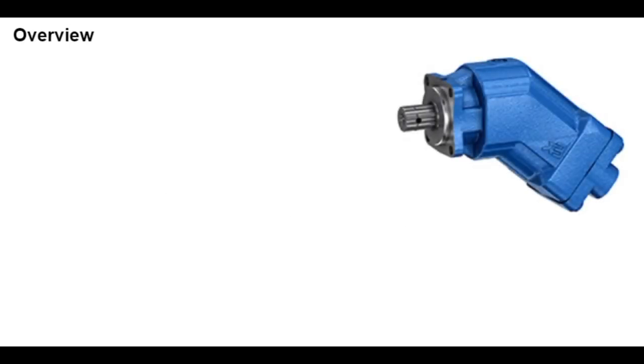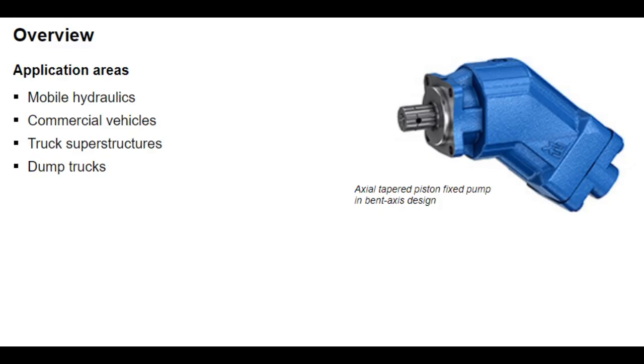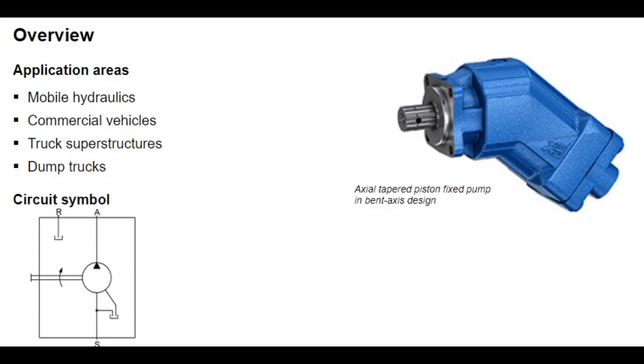Another variant is the axial tapered piston fixed pump in bent axis design. The example shows an A17FO Series 10. It is primarily used in mobile hydraulics in the area of commercial vehicles for truck superstructures and dump trucks in open circuit. The circuit symbol for this kind of pump is the symbol for a fixed pump with internal leak oil return and an air bleed port.